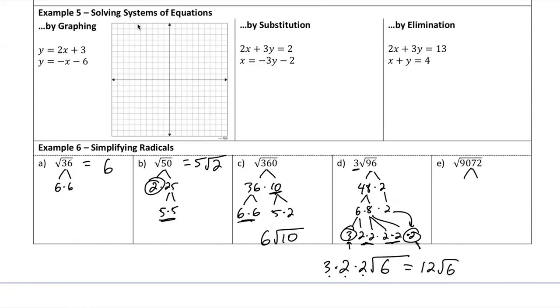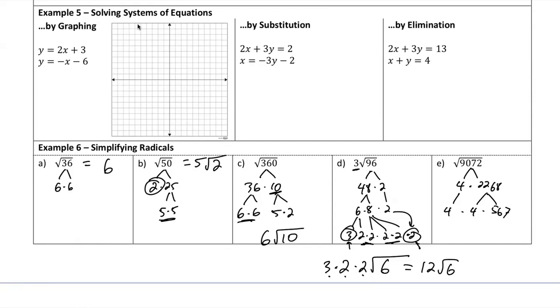So this one's a little bit tougher. We got 9,072. So I want to find a factor. If I divide it by 2, that's 4,536. I'm going to take a little bit of a shortcut. We can do 4 times 2268. Let's try 4 again. Yeah, we can do 4 again. So this is going to be 4 times 4 times 567.